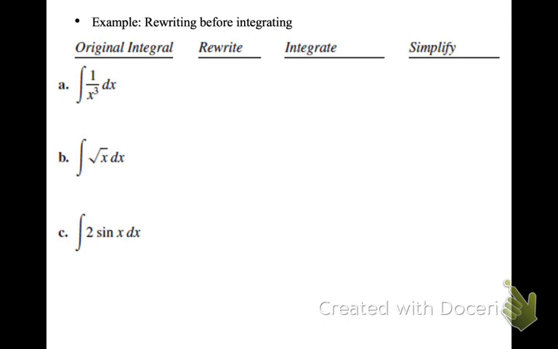If you were differentiating it, what would you do? X to the negative third. Yep. So we had the integral of 1 over x cubed dx. So it's going to be the integral of x to the negative third dx. So that's my rewriting. My integration is to add 1 and divide, right? So I have x to the negative 3 plus 1 over negative 3 plus 1 plus c.